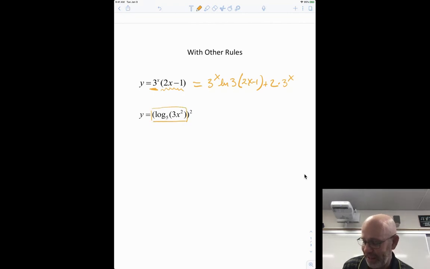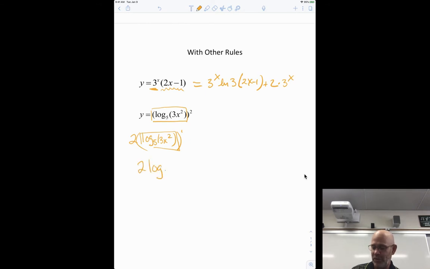So the first thing that I see is that thing inside the orange to the second power. So that's a chain rule. So we're going to drop that power. So it's 2 times log base 5 of 3x squared. That's my box, remember. All of that to the first power. I normally wouldn't write that there, but I just want to put that there so you can see it. So let me just rewrite it. 2 log base 5 of 3x squared.